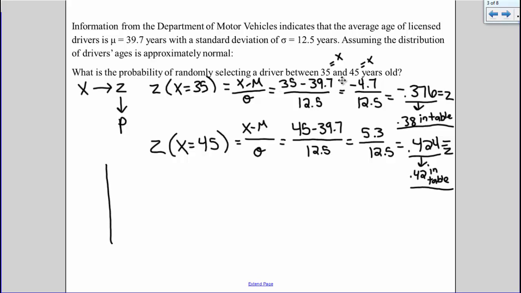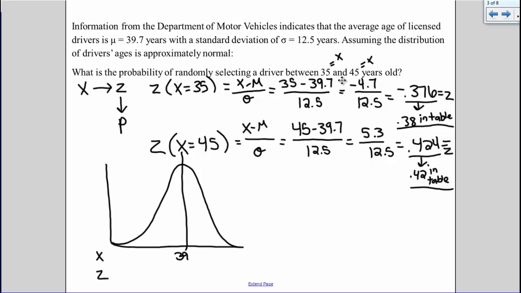So let's go ahead and draw our distribution out just to visualize what we are actually looking for. This time I'll put my x values on the top and my z on the bottom. So again, our population mean is still 39.7, z-score of 0, and we are looking for the probability of randomly selecting a driver between 35 and 45, and we have identified those z-scores as negative 0.376 and 0.424. And again, 35 is less than the mean, negative z-score, 45 is greater than the mean, positive z-score. And let's go ahead and shade in that space of interest.